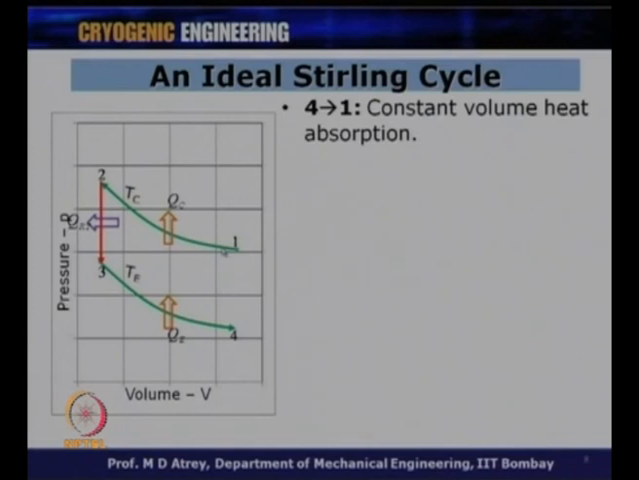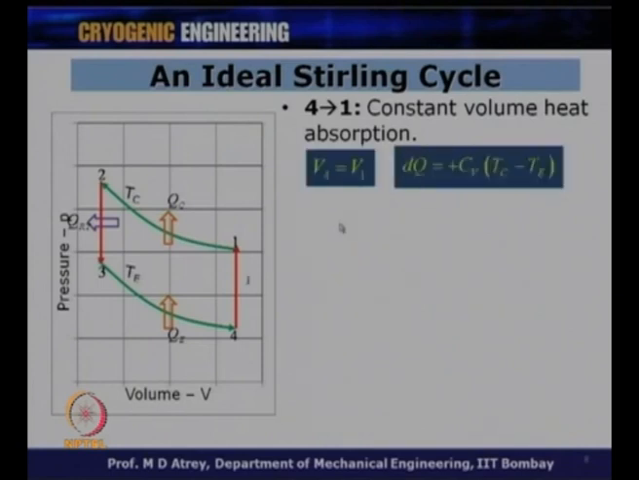And again during the 4-1 process, which is a constant volume heat absorption, this was constant volume heat rejection. 2-3 was constant volume heat rejection, and now in 4-1 we have constant volume heat absorption. The amount of heat absorbed is going to be at constant volume, therefore, V4 is equal to V1, dq is equal to Cv into (Tc minus Te). This is the amount of heat which is absorbed during the process 4-1.